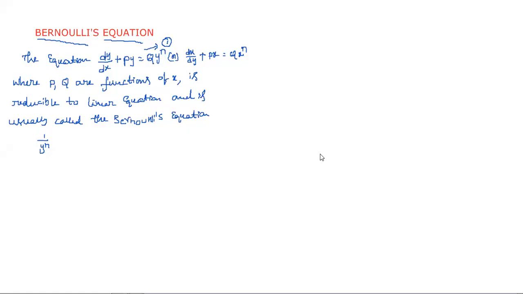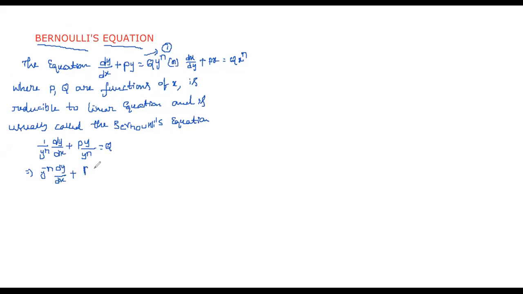So how to convert? First we need to divide the entire equation with y power n. Then what we get? 1 by y power n dy by dx plus p into y by y power n is equal to q into y power n by y power n, which is nothing but 1. Y by y power n we can write as y power 1 minus n. So we get y power minus n dy by dx plus p y power 1 minus n is equal to q.